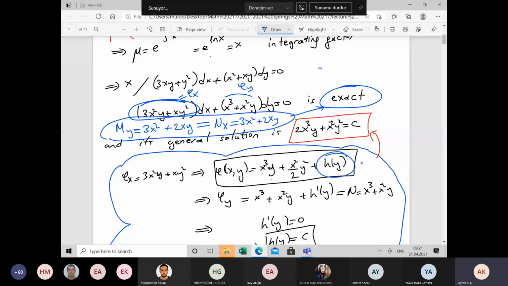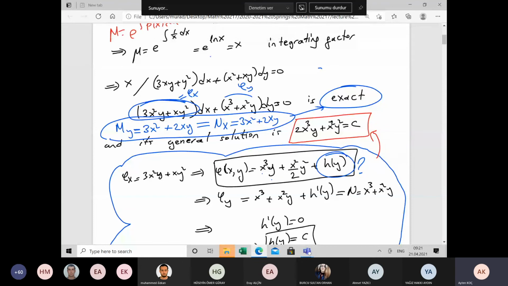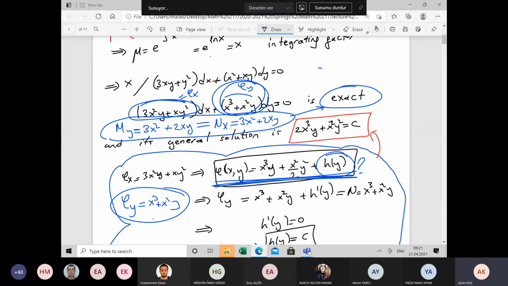The next step is to get h of y. How to get h of y? We know the equation is exact, so we know phi sub y should be N. And what's N? X cubed plus x squared y. Use this one: phi sub y. Our aim is to take the derivative of phi with respect to y, and consider x as a constant.